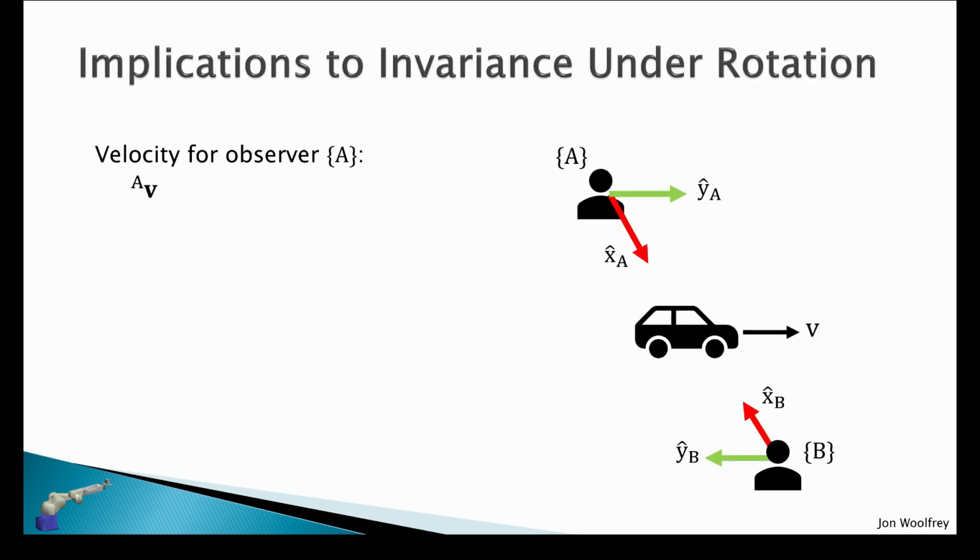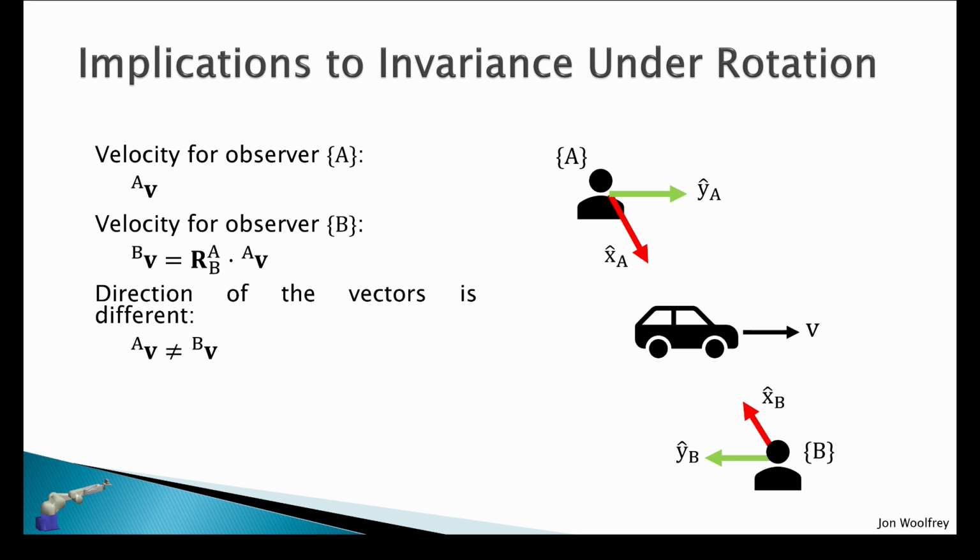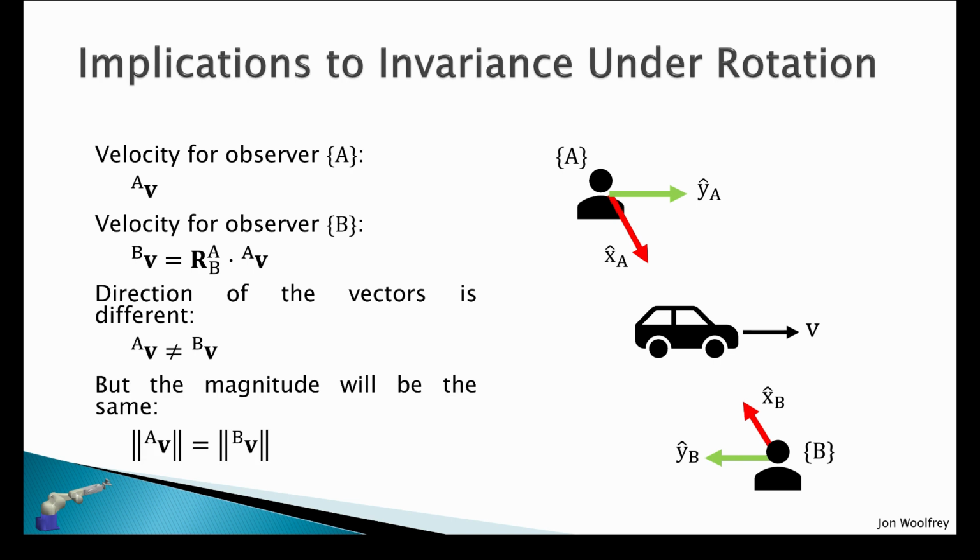Suppose we have an observer observing a vehicle traveling with a velocity V, and its velocity is in reference frame A. Then we can rotate this for observer B. So the velocity with respect to frame B is a rotation from B to A times the velocity in A. So the direction of these vectors is different. The velocity in A is not the same direction as velocity in B, but the magnitude will be the same.